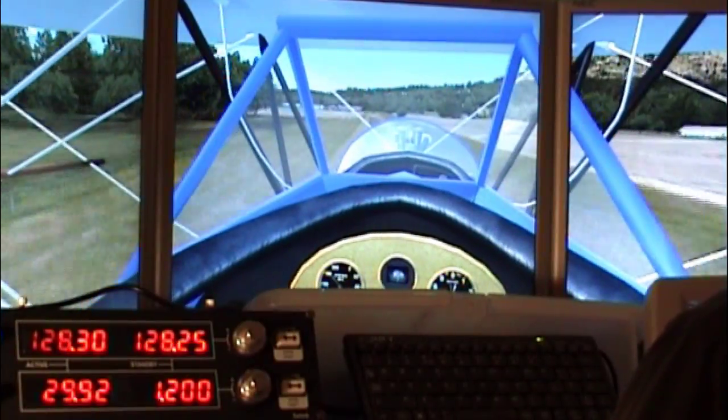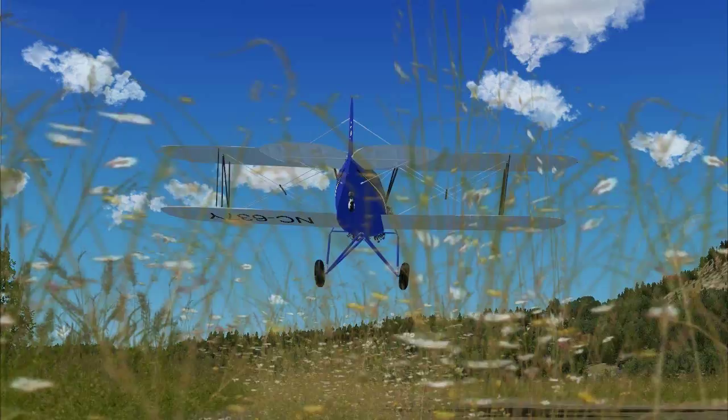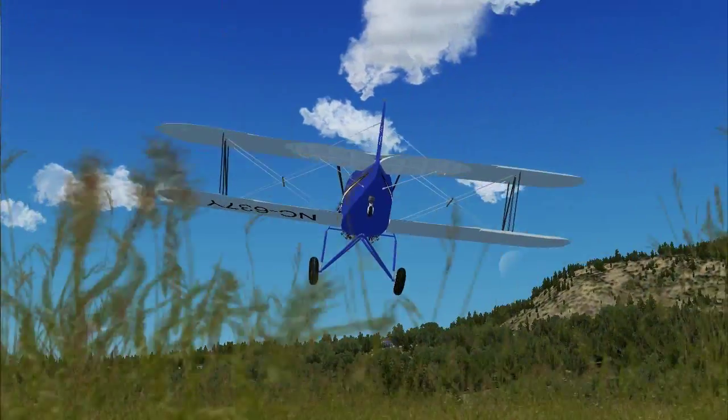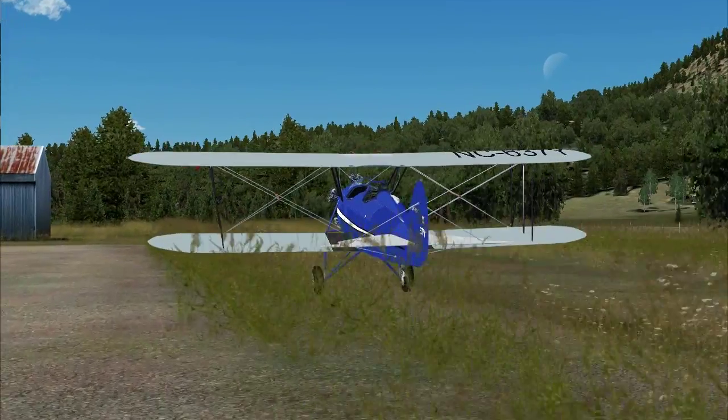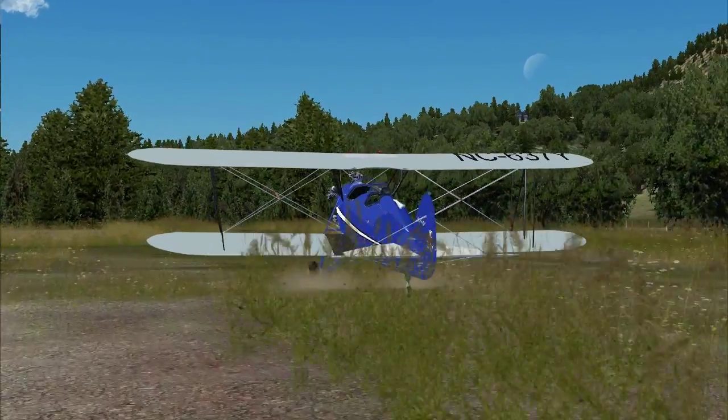Get it straight, and we've still got a bit of that sideways motion, so I've messed it up a little bit here. Should really go around here, but got plenty of room. It's a 2,000 foot strip, and this aircraft will stop in 150 feet. So we just made it, a little bit too tight for comfort there.